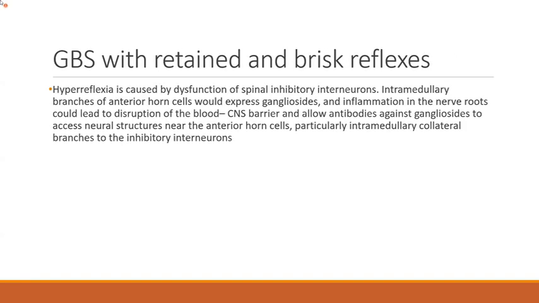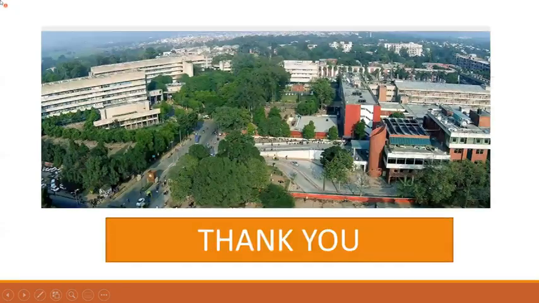So we have seen some retained reflexes and brisk reflexes in GBS. What is the mechanism? In this, the inflammation from the spinal roots can cross through the arteries to the intramedullary inhibitory interneurons. So interneurons are affected, and it will cause brisk reflexes in GBS. So this was all from my side. Thank you very much.